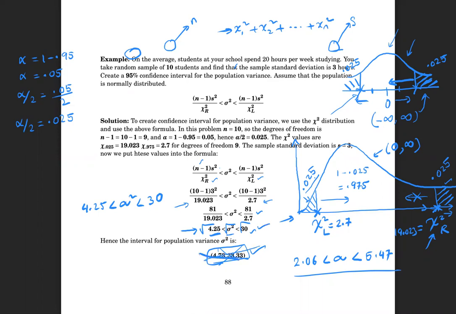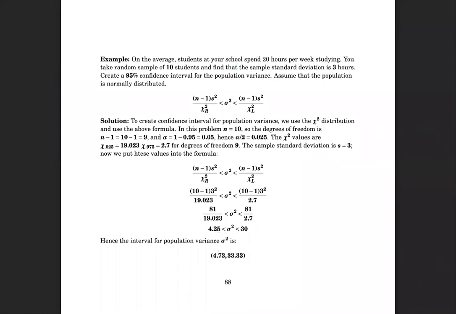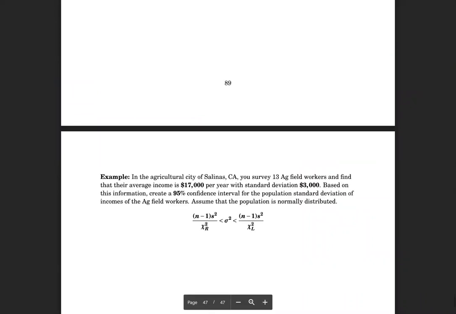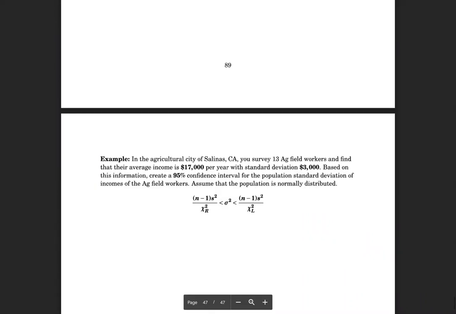So that's how you'll find the confidence interval for a population standard deviation. In essence, you find the confidence interval for variance, and then you take the square root of it. All right, that's how you'll do it. This is a bit complicated looking, but it's not really as bad as it looks. Oh, there it is, 5.48. It just looks a bit complicated, but it's not as bad really.